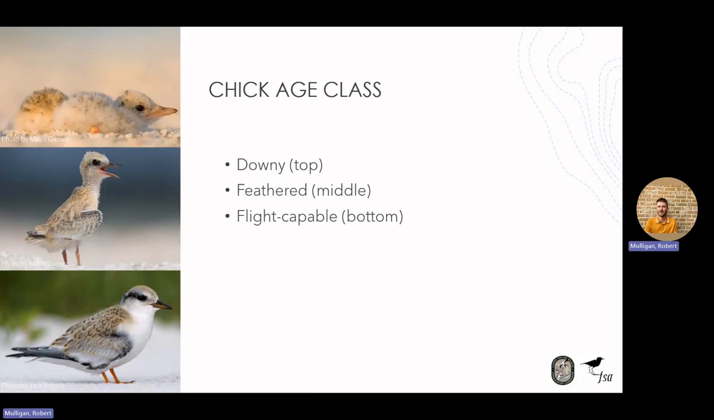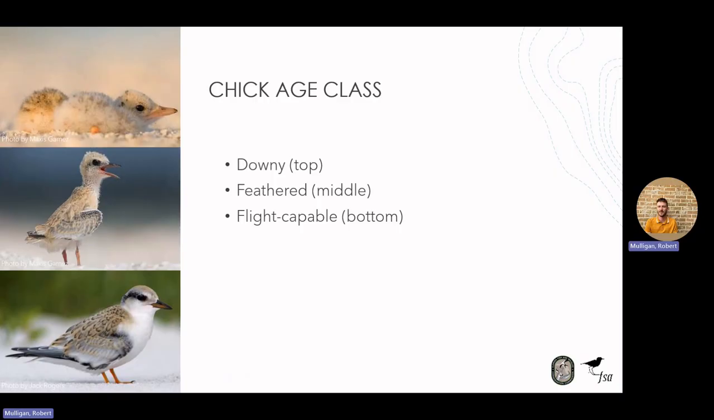Both roving chicks and staging young are reported by chick age classes: downy, feathered, and flight capable. See page 14 in the protocol. Downy chicks include chicks from newly hatched up to 1.5 or 2 weeks old, depending on the species and local variability. They are covered in downy feathers and look very fuzzy. They're small and stay close to their parents.